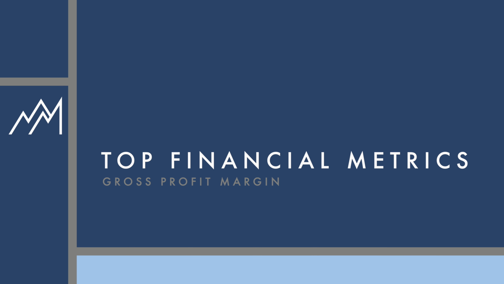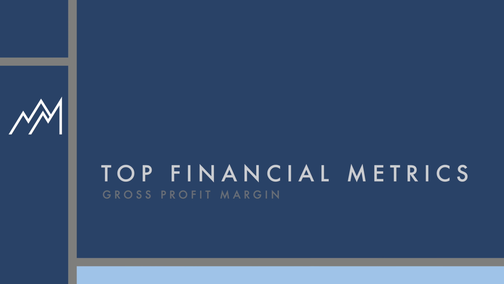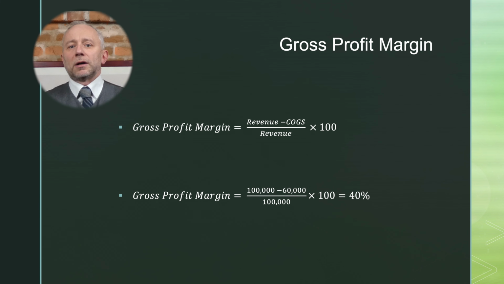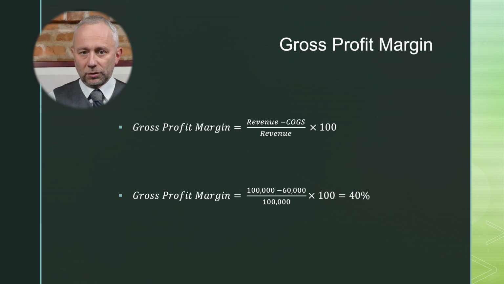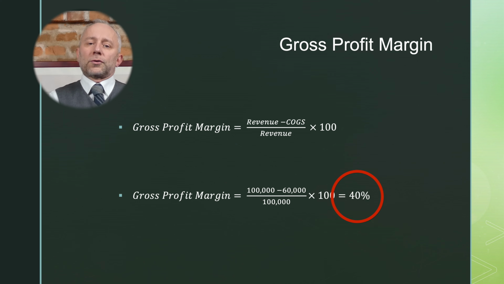Let's start with the gross profit margin. This metric tells you how much of your revenue is left after covering the cost of goods sold, COGS. It's calculated like this: gross profit margin equals revenue less COGS, divided by revenue, times 100. For example, if your revenue is $100,000 and your COGS is $60,000, then your gross profit margin is (100,000 less 60,000) divided by 100,000, which is 40%.